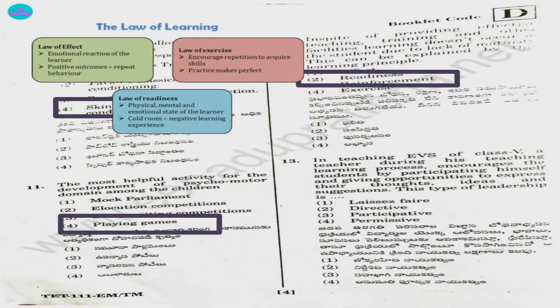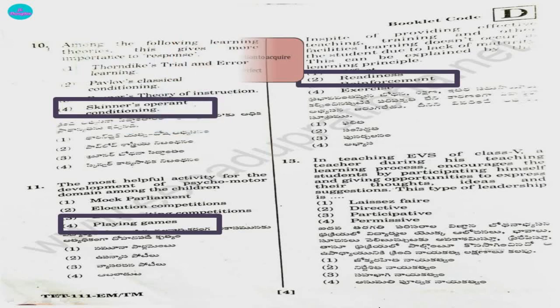The answer is option 2 readiness, because there are 3 laws: law of effect, law of exercise and law of readiness. In law of readiness only we discuss regarding physical, mental and emotional state. Here what is happening, though training, teaching and everything is given, he is not able to understand. Why? Because he has not attained that maturity. This can be explained with the principle law of readiness, because he is not ready, he is not mature enough.